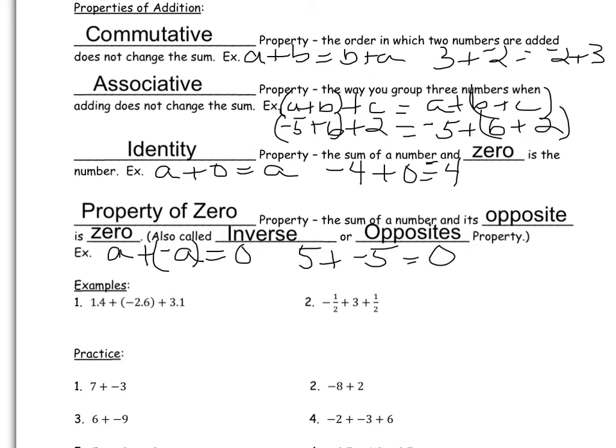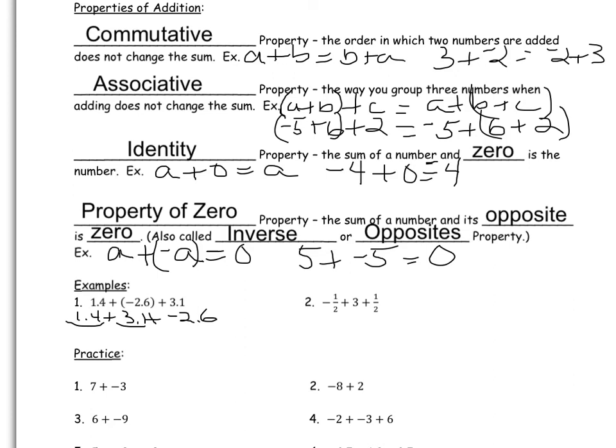Now these properties can come in really useful when doing a string of addition. For example, you might want to manipulate things like in these couple examples. We have 1 and 4/10 plus negative 2 and 6/10 plus 3 and 1/10. To me, what I can use is the commutative property to make my life a little easier here, and deal with the positives together first, then deal with the negative. I would think of this as 1 and 4/10 plus 3 and 1/10, and then put the negative 2 and 6/10, because I can add the two positives together more easily.